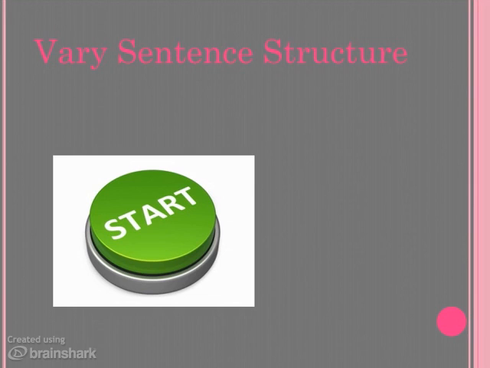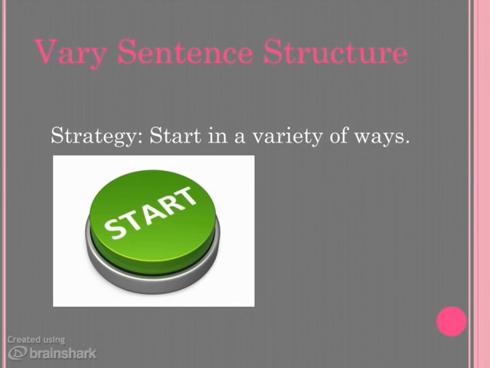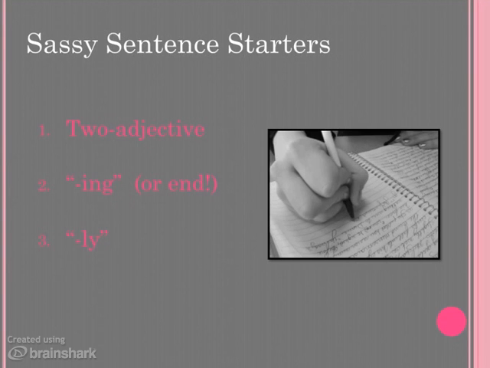But what does it really mean to vary your sentence structure? When varying sentence structure, one strategy is to mix up your beginnings. There are many, many ways to start a sentence, but today we're going to discuss just 3 of them: adjective starters, ing starters, and ly starters. You will see that often using these sassy sentence starters involves combining 2 sentences.